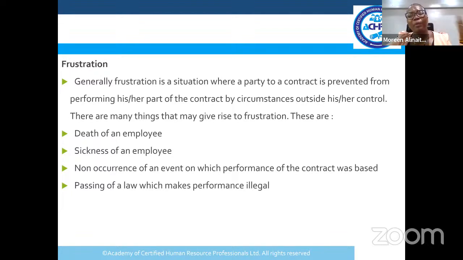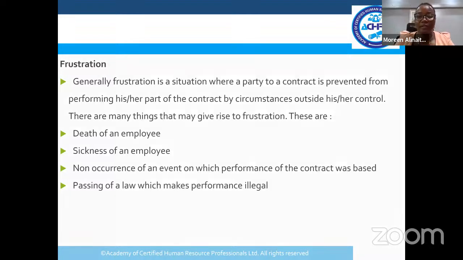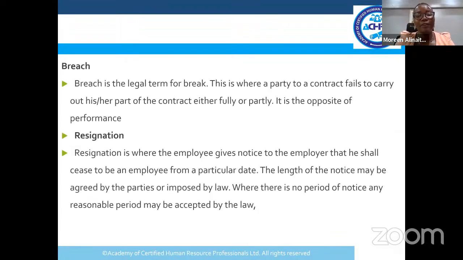All the people who were employed when those things were legal are now left in the sun to try, because they will have no employment, because the things that they were doing have now become illegal. They can no longer do them. It's been frustrated.